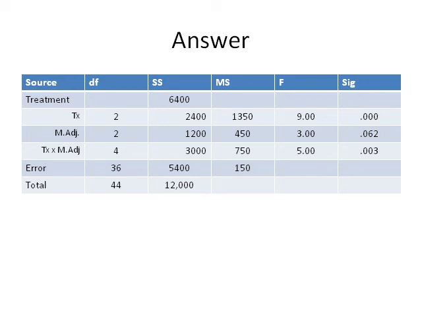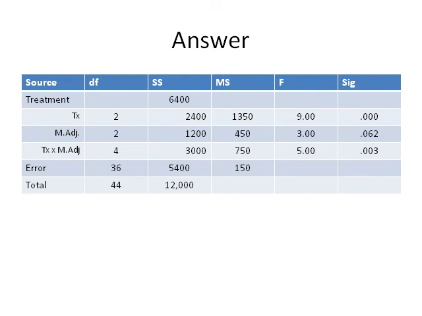For the type of treatment main effect in this problem, the degree of freedom associated with the numerator of the F is the type of treatment degree of freedom, and the degree of freedom for the denominator is the error degree of freedom. Looking on the F table for alpha at 0.05, when degrees of freedom are 2 and 36, we find the critical value is 3.26.